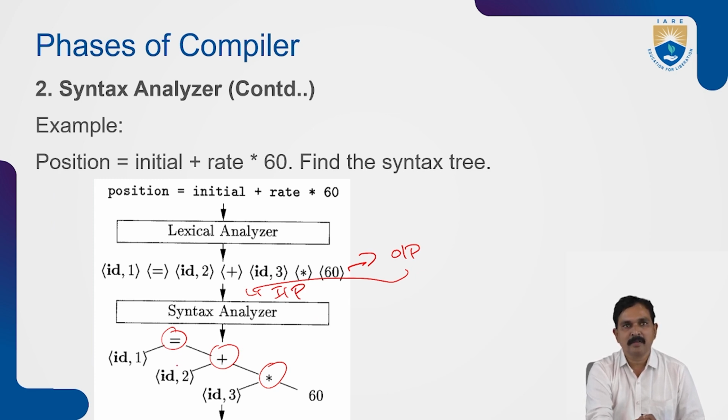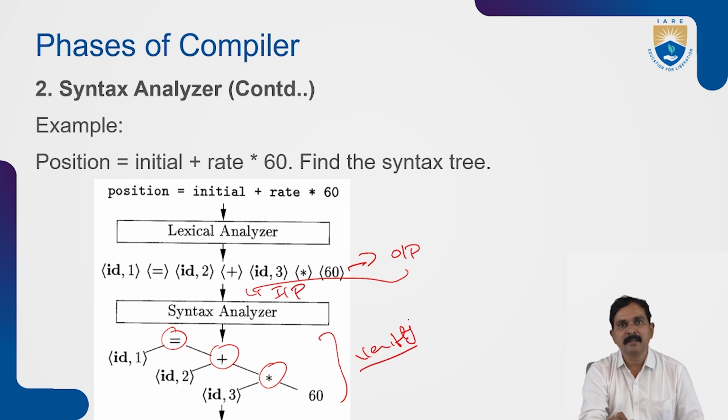In this case, you just have to verify whether all tokens are syntactically arranged or not. What is the verification? Whether syntactically all tokens are arranged or not. If there are no errors, only then do you go to the next phase, the semantic phase. So the syntax analyzer observes the syntax of the programming language statement. It takes the output of the lexical analyzer as its input.